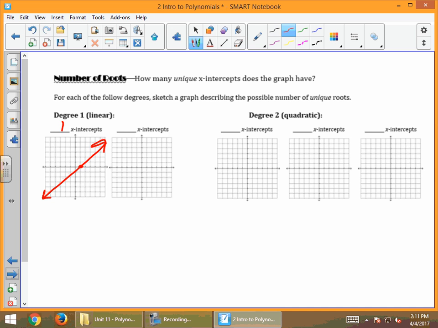Is there another scenario where it might not have 1? Will it ever have 2? No. Will it ever have 0? What kind of line? Yeah, perfect. One that just goes straight across like this. It's never touching the x-axis, but that's a linear line. It's a function, passes the vertical line test. It just doesn't have any x-intercepts. So it should have 0.